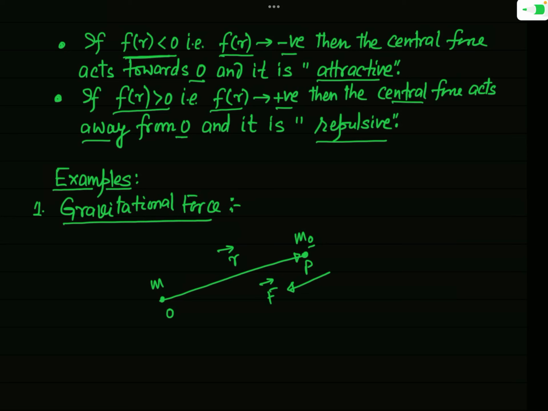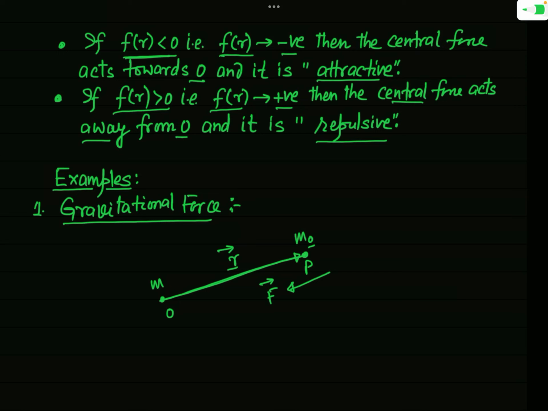Okay, and the position vector of this point P with respect to O, I have assumed r. In other words, you can say that the distance between the point mass m and the point mass m0 is equal to r. Now you have definitely studied gravitational force. This force is always attractive. It is never repulsive.